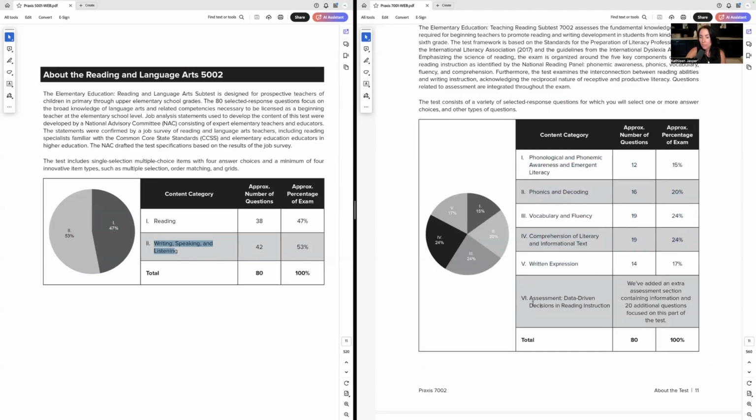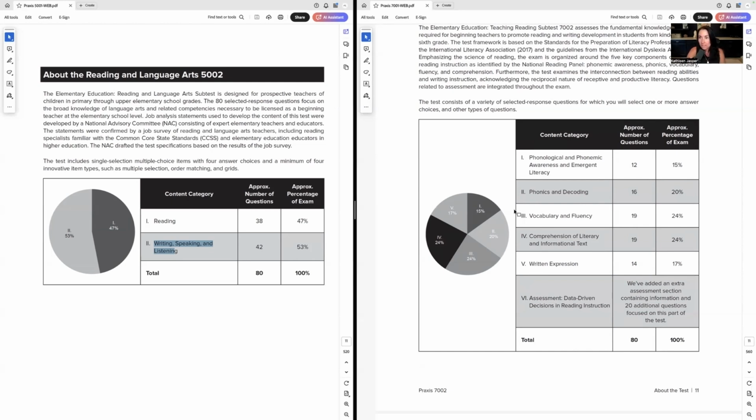Now, in my book, I have added this 6th content category, which is assessment, data-driven decisions in reading instruction, because there is some focus on this exam. How do we assess these skills? How do we assess phonics and decoding? How do we assess vocabulary and fluency, and so on and so forth? So I added this extra section in my book so you could get a very comprehensive view about how to use reading assessment to determine students' skills in these 5 areas, which is going to be very important on test day.